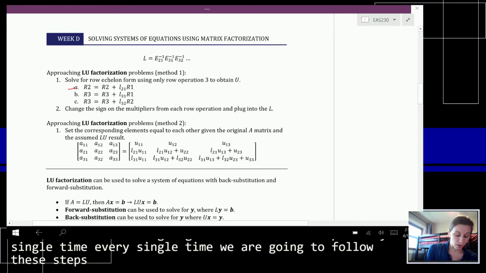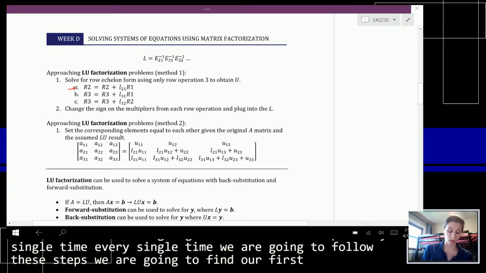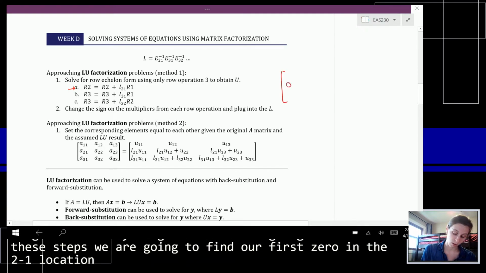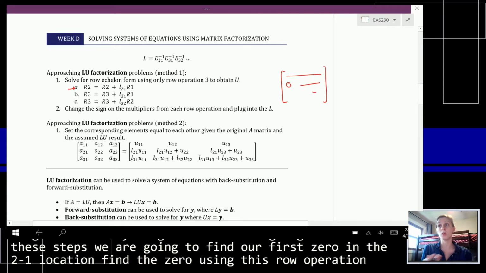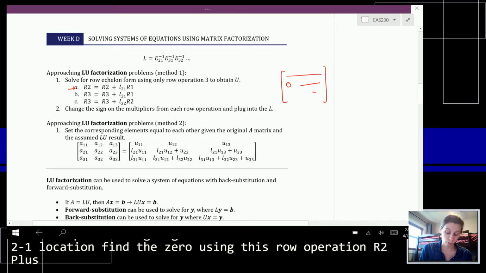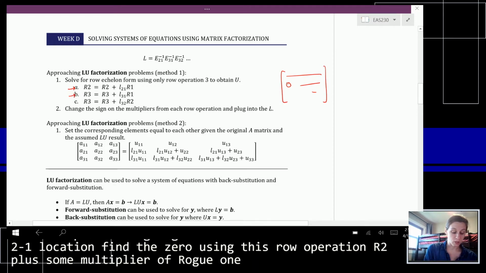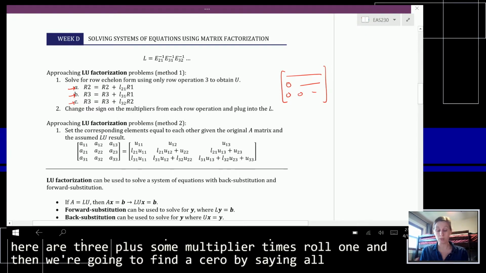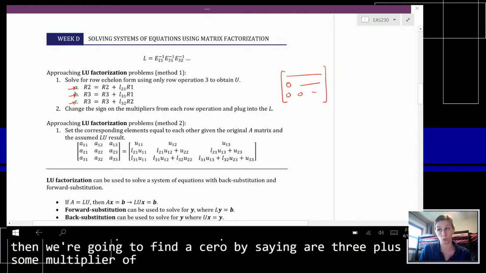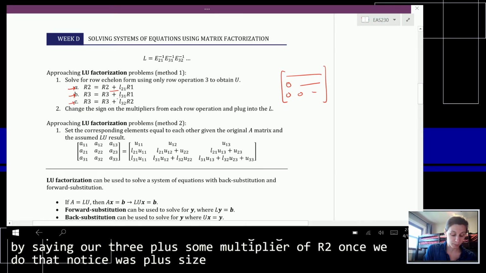We are going to find our first zero in the 2,1 location. So we're going to find this zero using this row operation, R2 plus some multiplier of row 1. And then we're going to find a zero here: R3 plus some multiplier times row 1. And then we're going to find this zero by saying R3 plus some multiplier of R2. Once we do that, notice this plus sign here.